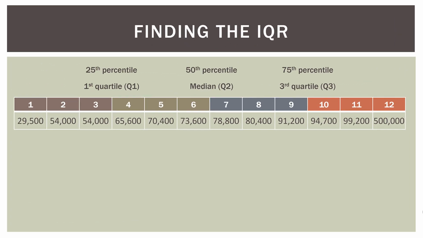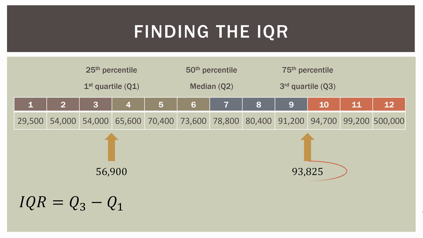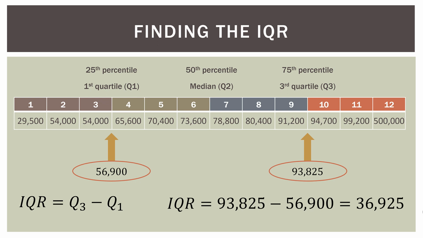So, finding the IQR and the limits. Here is our IQR. We can see that our first quartile falls at 56,900. Our third quartile falls at 93,825. And remember from previous videos that this is fake salary data that I created, so those are actually dollar values. To find the IQR, we simply do subtraction. It's Q3 minus Q1. So in this case, 93,825 minus 56,900, and then we have an IQR of 36,925.